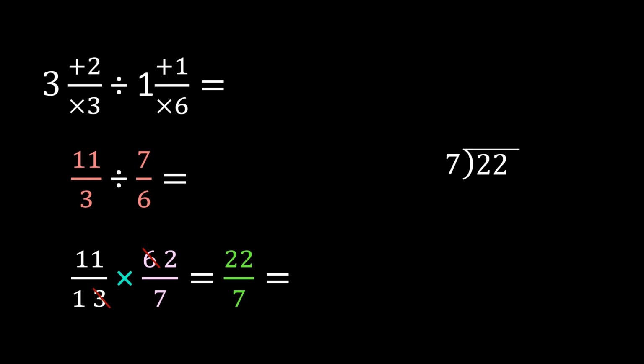So 22 divided by 7 is 3. 3 times 7 is 21, and when I subtract, I get 1. So my quotient of 3 becomes my whole number, my remainder of 1 becomes my numerator, and my denominator of 7 remains the same. So my final answer is 3 and 1/7.